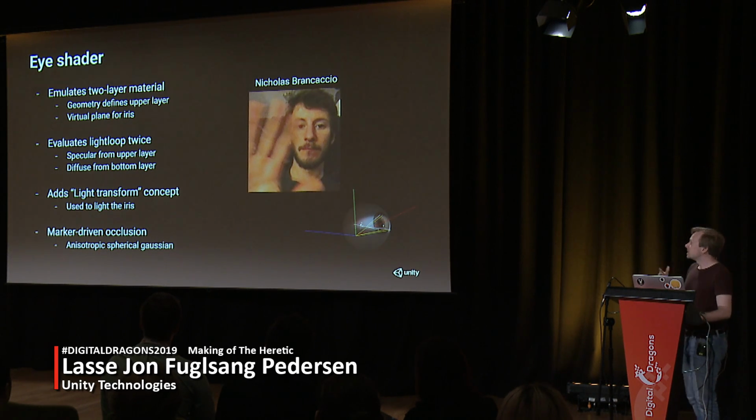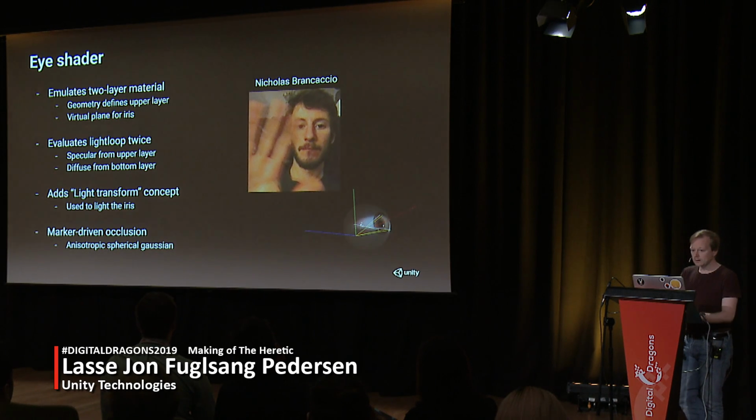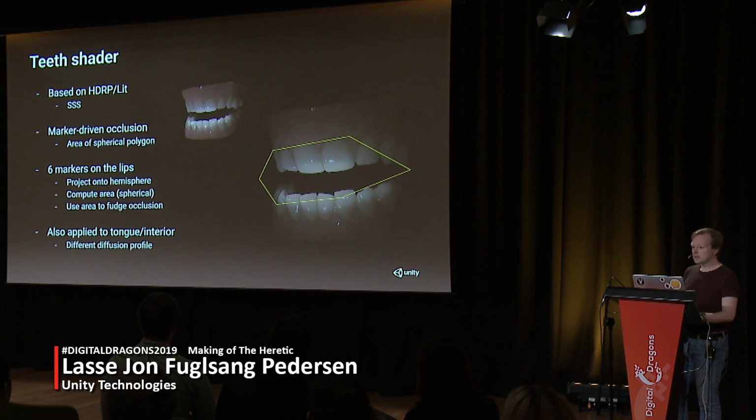So regarding the eyes, I just want to give a shout out to one of our colleagues, Nicolas Francagio. He's not part of the demo team, but he did help us initially starting up the eye shader. So he came up with gathering specular from the upper layer, diffuse from the bottom. He was also authoring the anisotropic spherical Gaussian, and that was a great help. Also before HDRP had screen space reflections in the version provided to us, we had a custom one made by him.